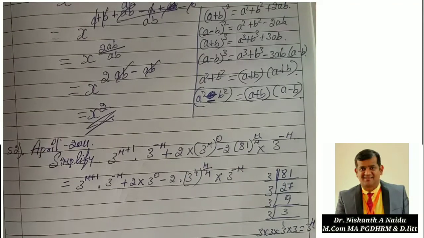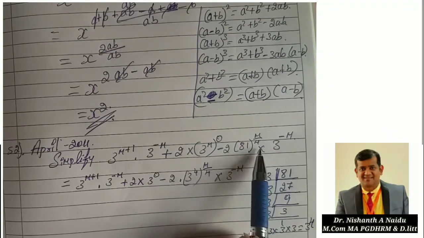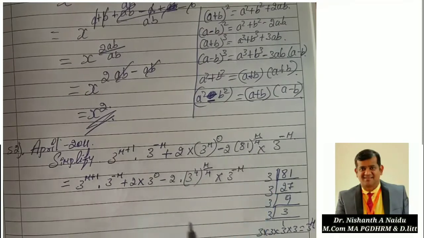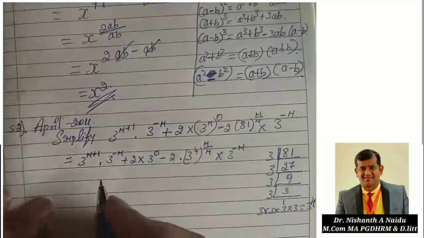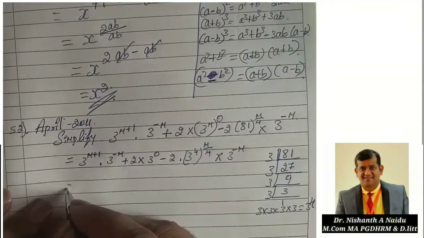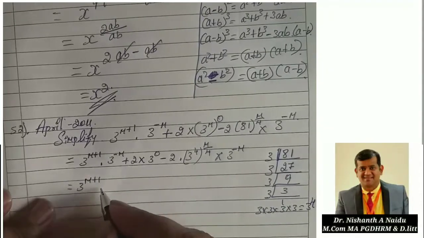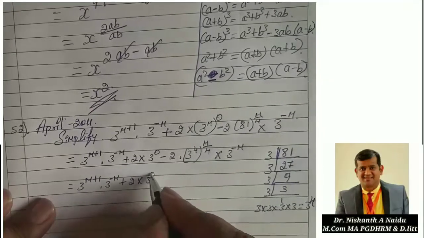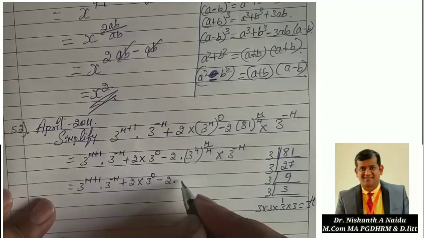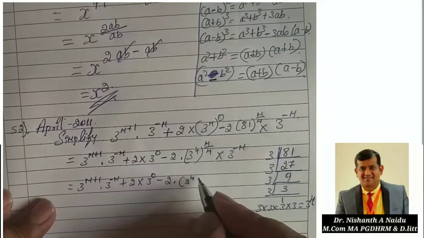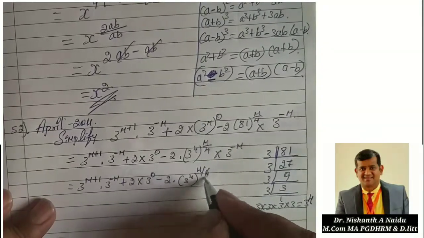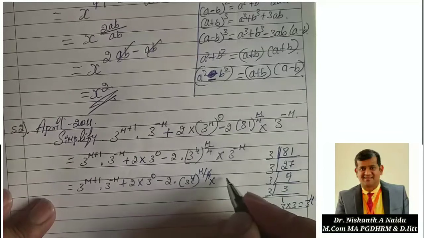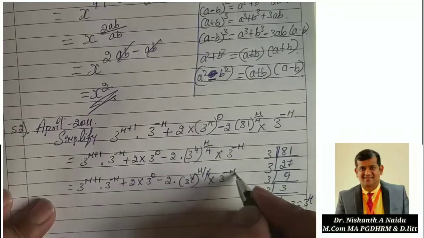The reason I got 4 is because there is a power of 4, so we will get it with the 4 power only. Till here you are clear, right? In the next step I am writing the same thing, not changing anything: 3 to the power of m plus 1 into 3 to the power of minus m plus 2 into 3 to the power of 0, minus 2 into 3 to the power of 4, whole power m divided by 4. The 4s get cancelled, 3 to the power of m left, into 3 to the power of minus m.